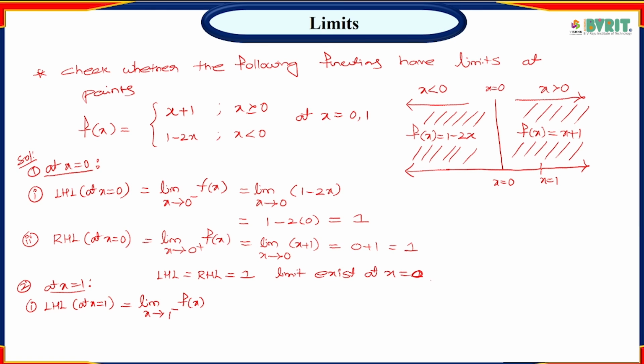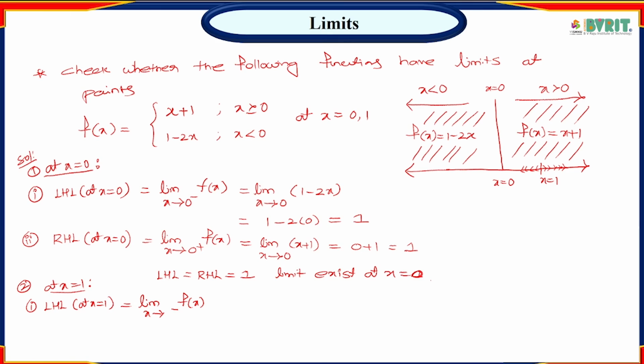At x is equal to 1, the left side is called 1 minus. The right side of 1 is called 1 plus. That is the right limit, and this is the left limit. For both the left limit and the right limit, f of x is equal to x plus 1. Now observe this figure.